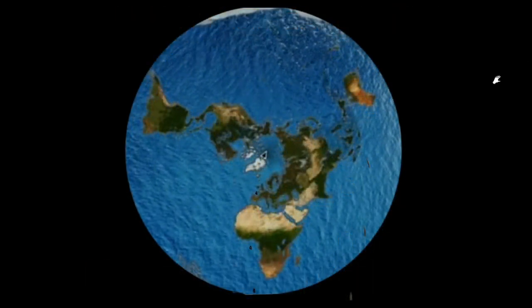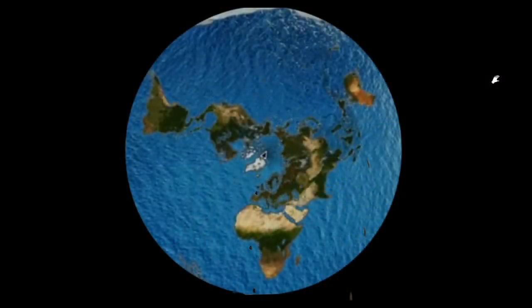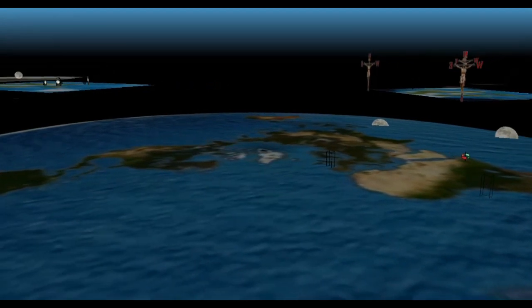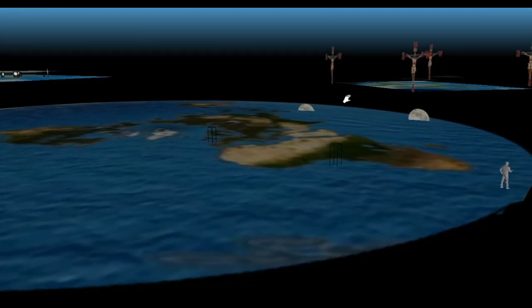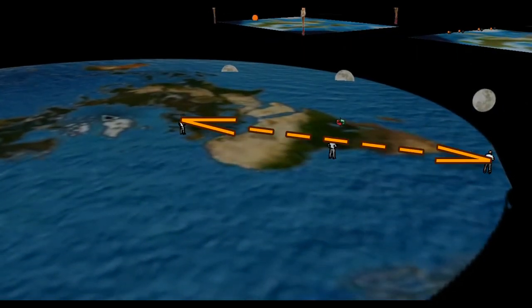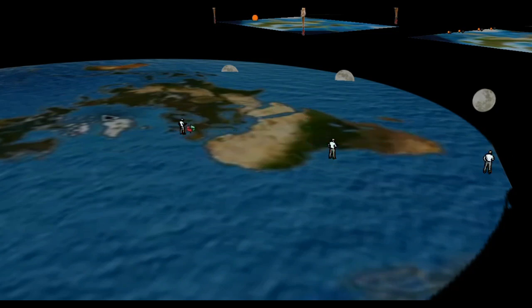Let's see how this 90 degrees east moonrise works on this piss drinkers map. So from here to here is about 10,000 miles, and all those guys looking 90 degrees east. You can only explain this away with bullshit or some magic.